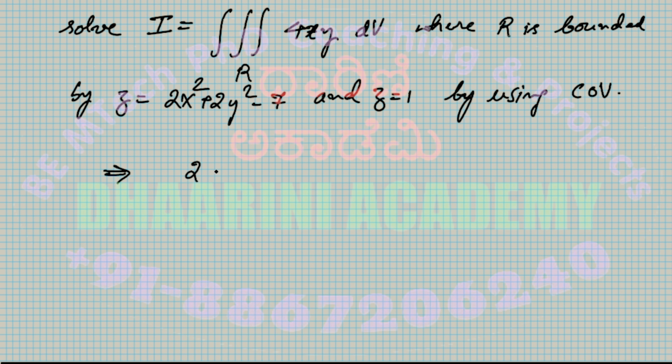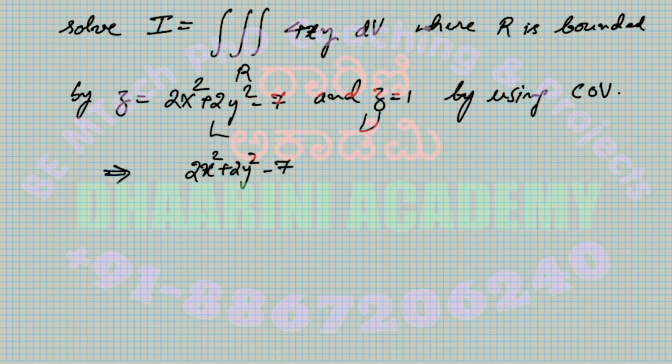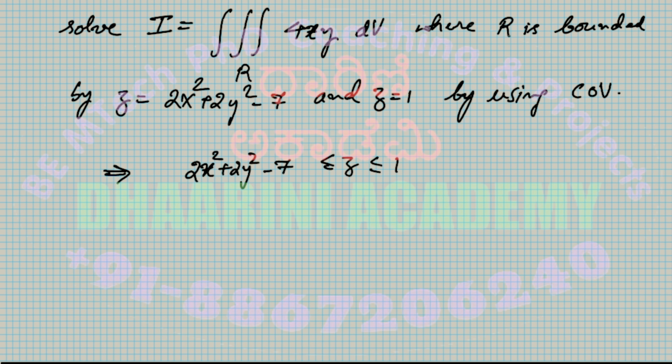So 2x squared plus 2y squared minus 7 is bounded between, which means this is the lower one. Between, they have given two values, so always lower and this is upper. So the lower limit is given as the equation. So this is less than or equal to z, less than or equal to 1.